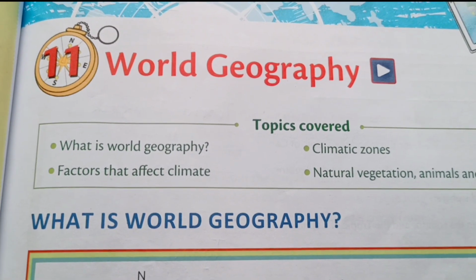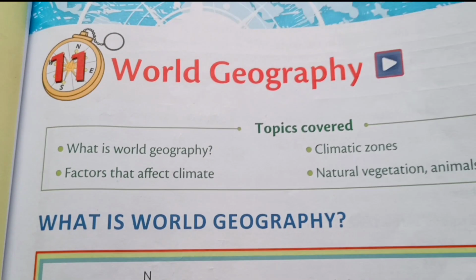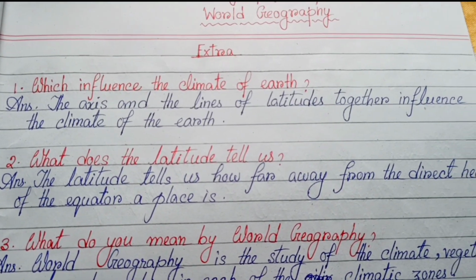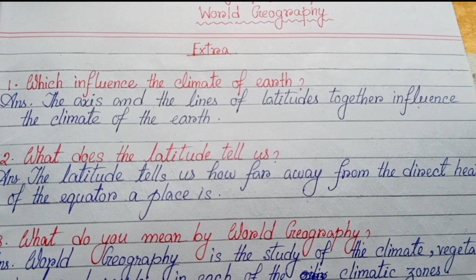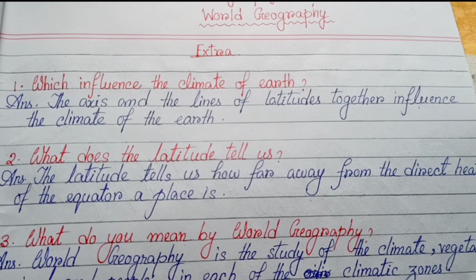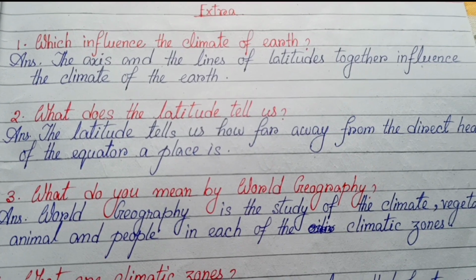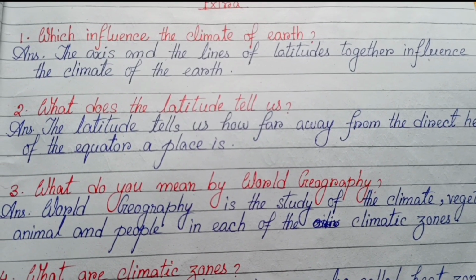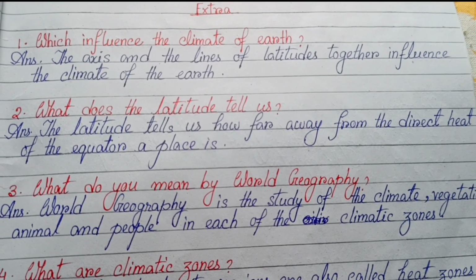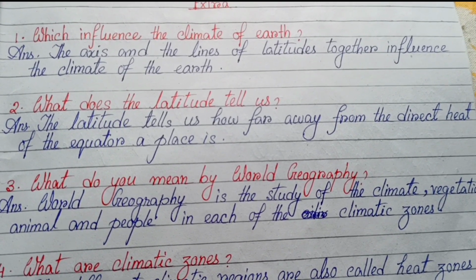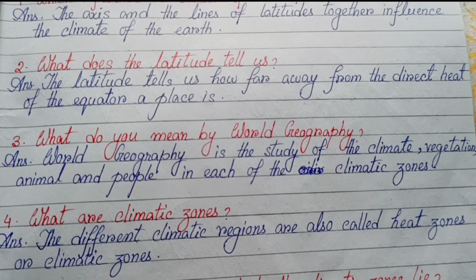So let's start World Geography. Number 1, which influence the climate of Earth? The axis and the lines of latitudes together influence the climate of the Earth. Number 2, what does the latitude tell us? The latitude tells us how far away from the direct heat of the equator a place is.